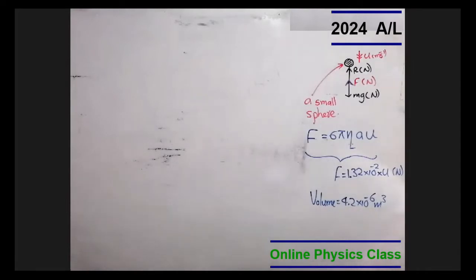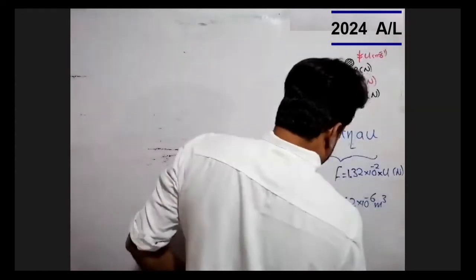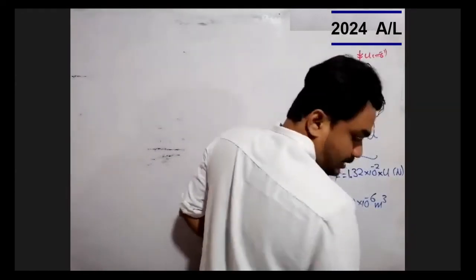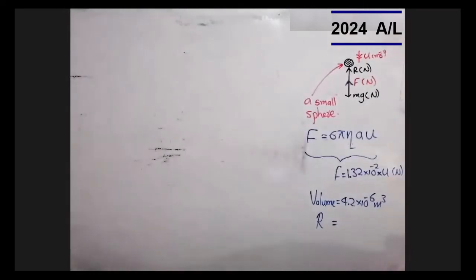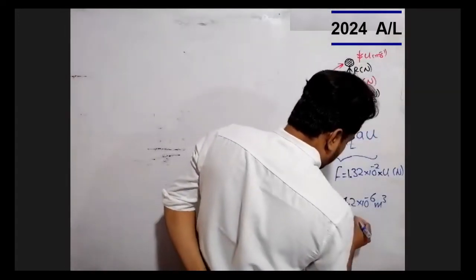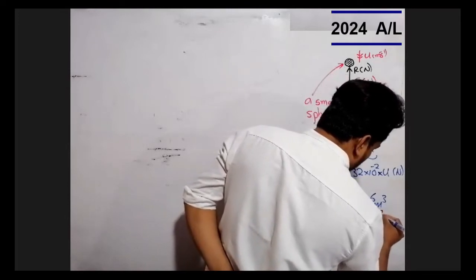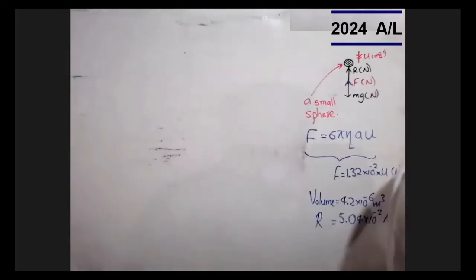In addition to this, we have also found the upthrust. The upthrust acting on the sphere, R, we found last week as 5.04 into 10 to the power minus 2 Newton.